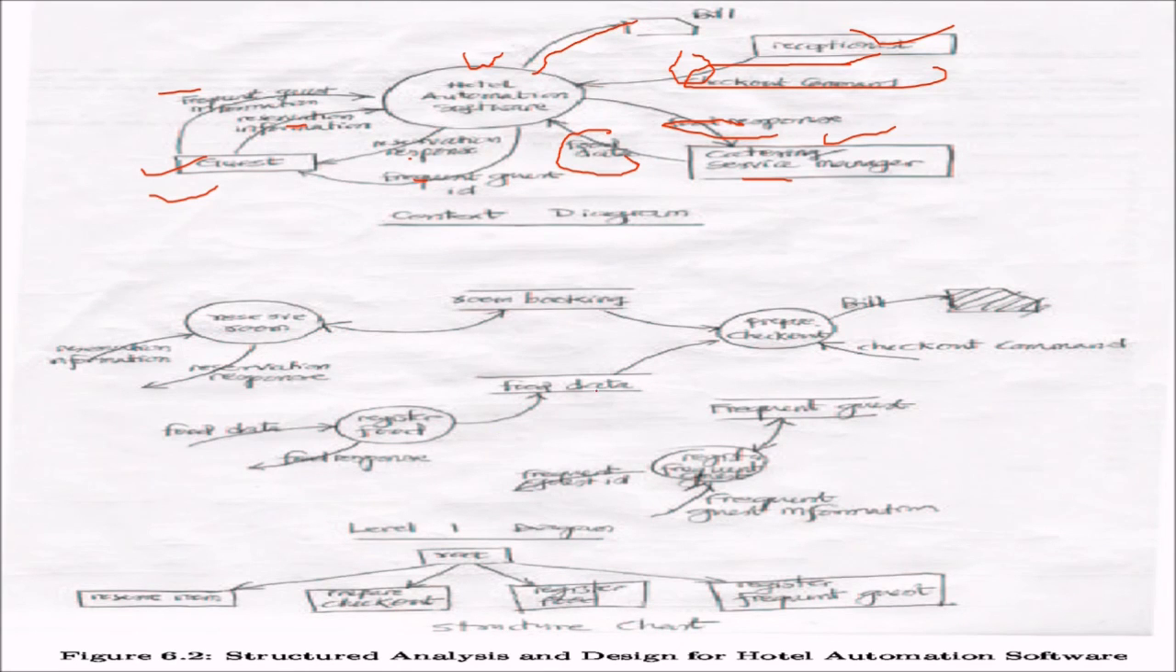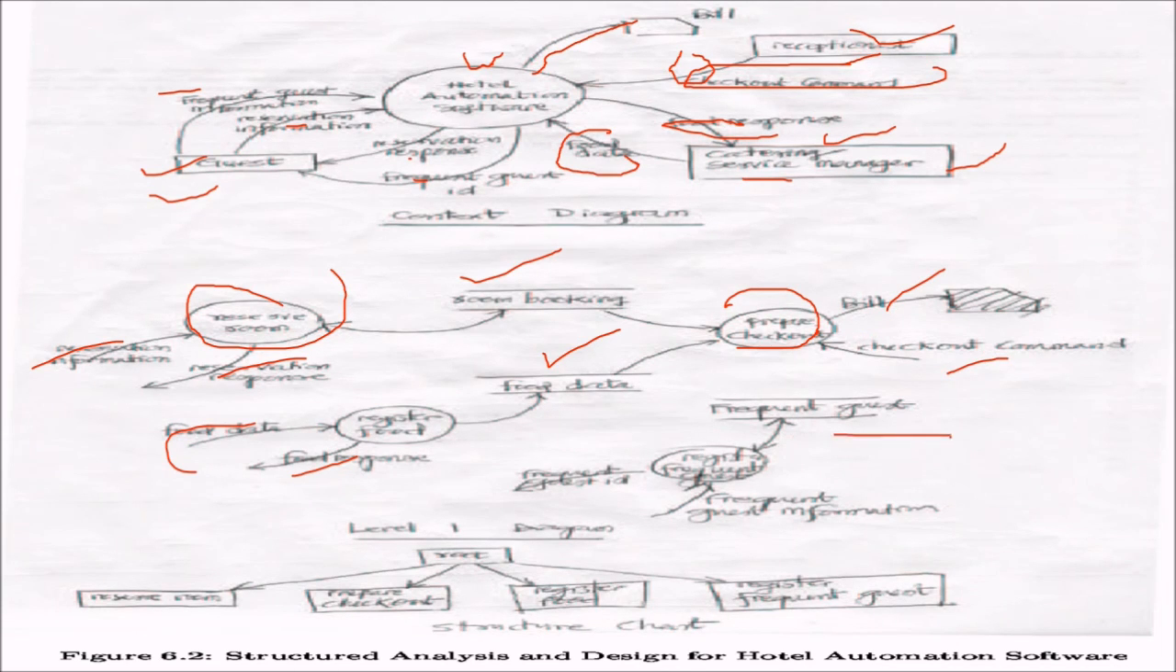Now we come to the level 1 diagram. So we have room booking and food data. These are two things. For room booking, reserve room can be an option. Then reservation response, doing a reservation. For registering food, food data, food response. For preparing checkout, bill, checkout information. And for frequent guests, some frequent ID can be generated and frequent guest information can be entered.